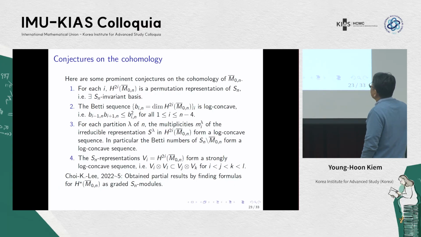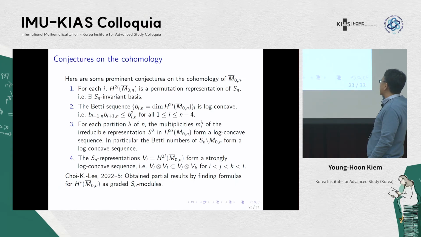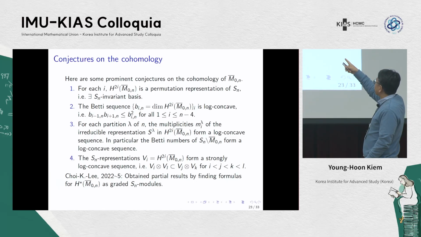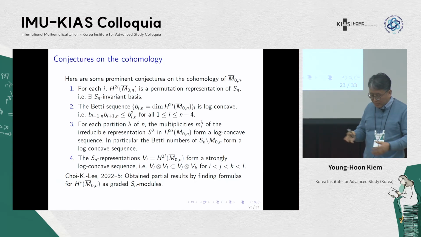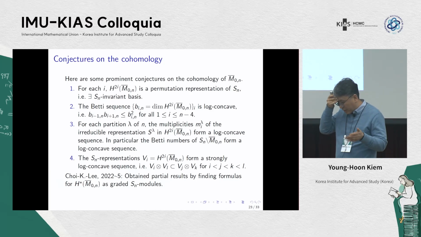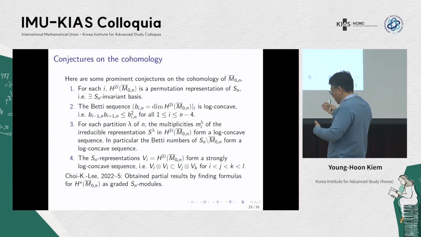Okay, so the first important question is whether each cohomology group is a permutation representation of Sn. It means that you have an Sn-invariant basis. It means that you can find a matrix representation whose matrices are permutation matrices.